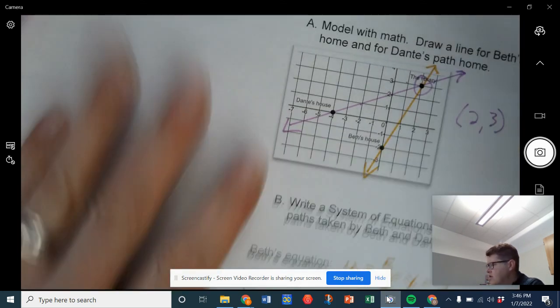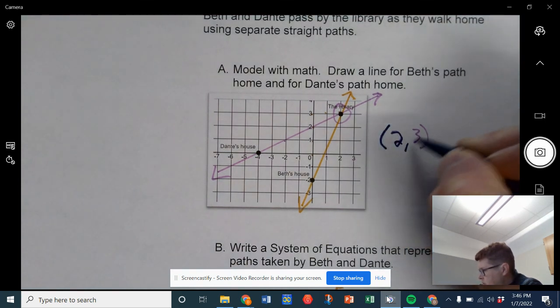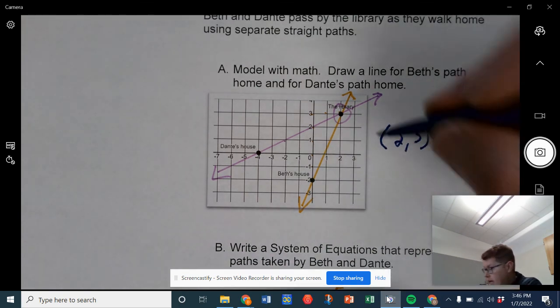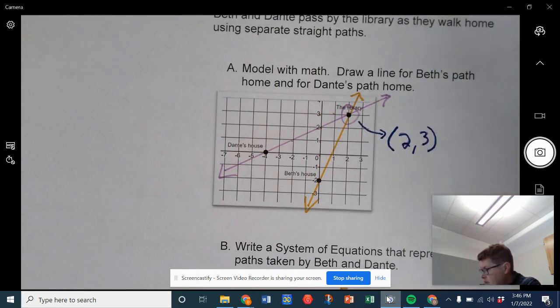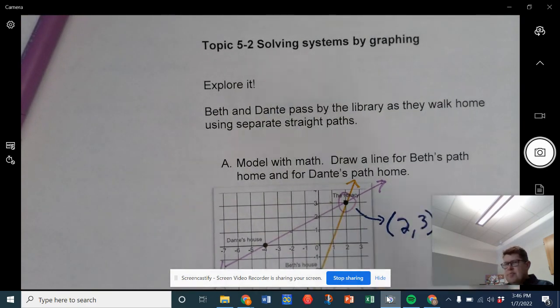Let me write that in a different color, because that's Dante's color, not both of them together. Okay, so that's that right there. So that's the solution to that system of equations. I know it really doesn't make sense when you're talking about a word problem like this, but yeah, that's how it is. Okay.